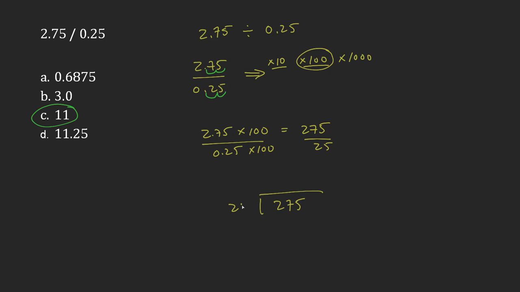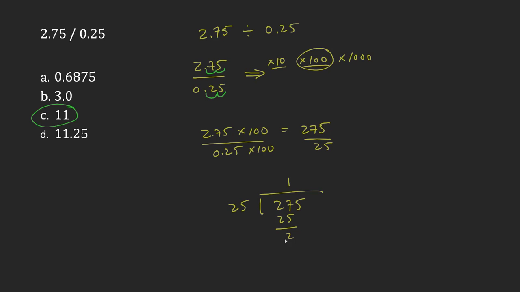like this manually. So I look at how many times does 25 go into 2? It doesn't go into 2. So let's try going a little further. How many times does 25 go into 27? It goes in one time. 1 times 25 is 25. 27 minus 25 gives me 2.